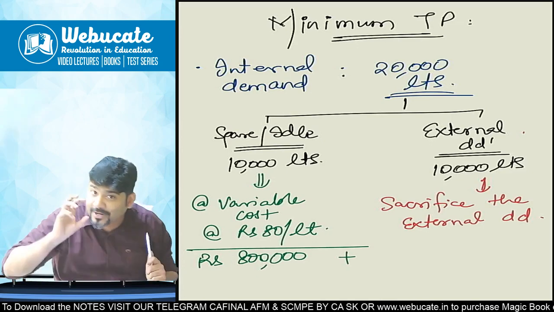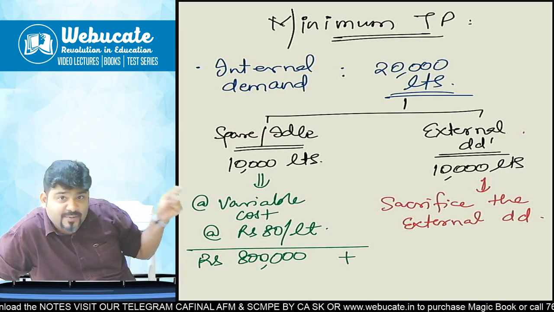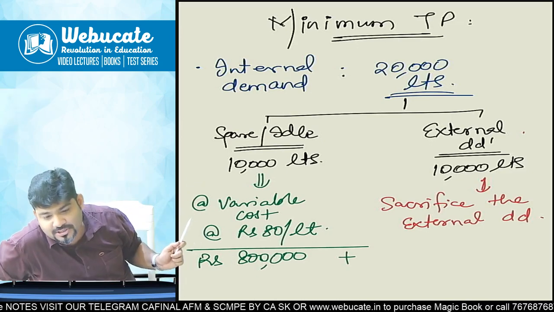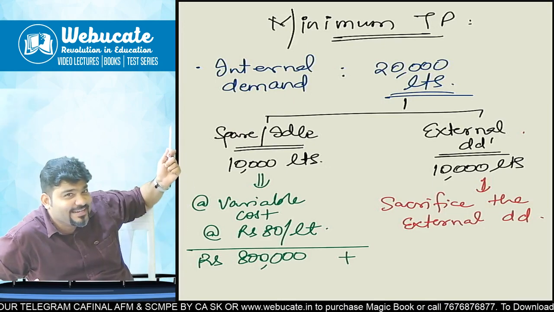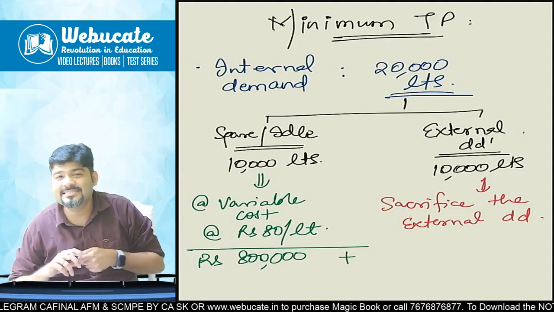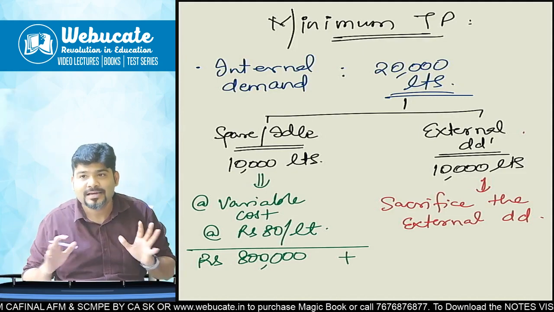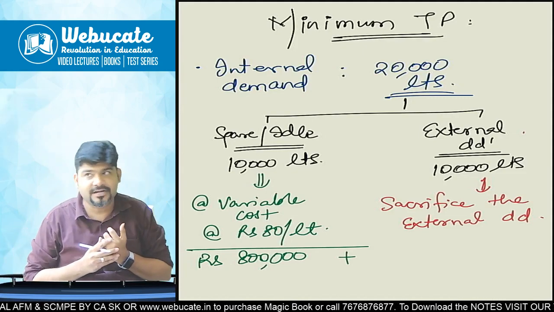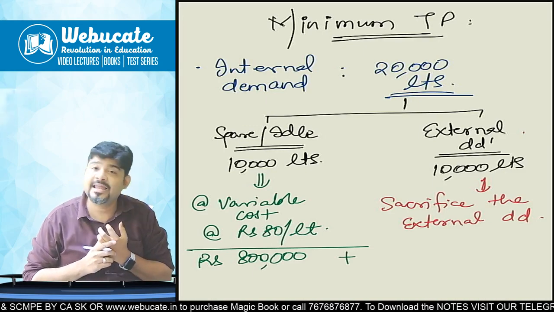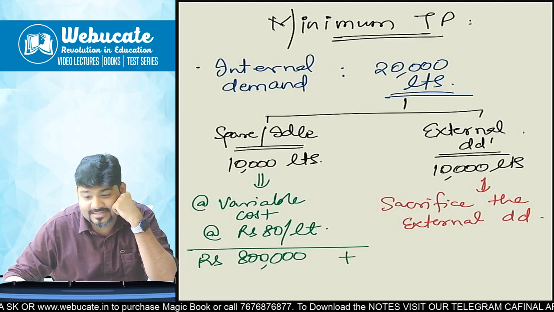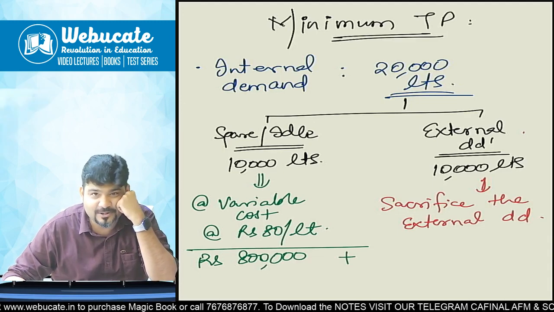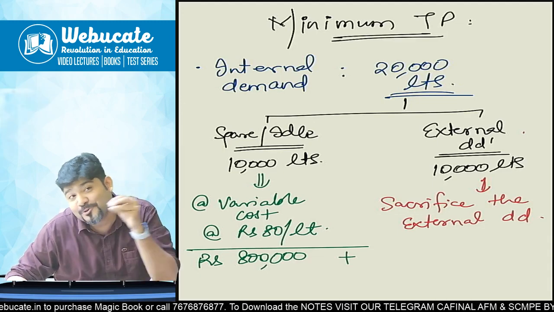So for the 10,000 liters which are spare, fair, I'll give you at variable cost. But you also understand, no? For the external demand, please give me my market price. I am happy to give that to you. Even the internal team, which is the curd division, will be like, fair point. That is the sacrifice that you are doing. So for that, we will pay you the market price.